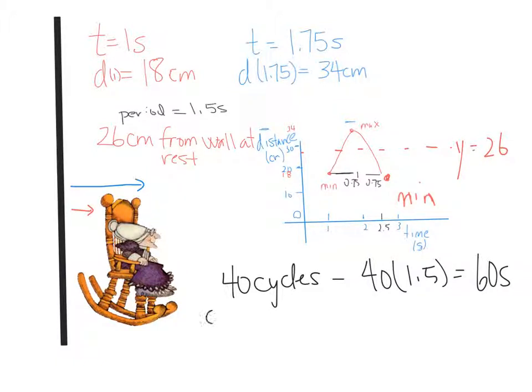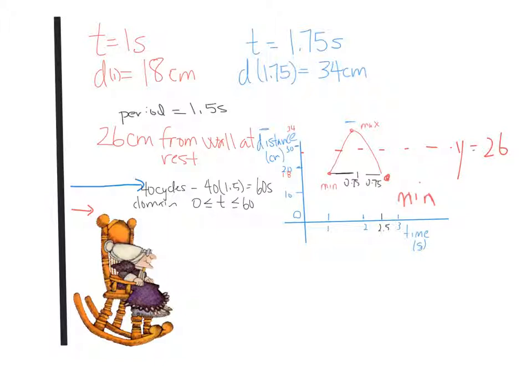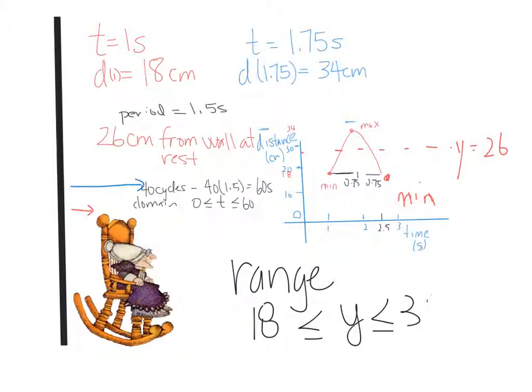And we write the domain in terms of our t values. So we can go as low as 0 seconds, so t is greater than or equal to 0 and less than 60. That's our domain. Now we need to look at the range. The range is the set of y values, or in this case, the distance. The rocking chair has a minimum at 18 centimeters away from the wall. That's the lowest value, and the largest value is 34, so the range is between 18 and 34.